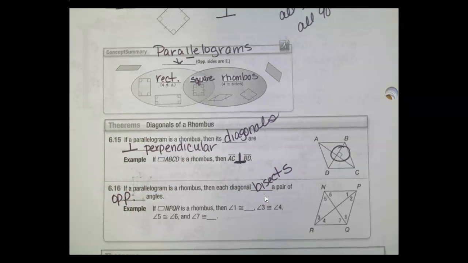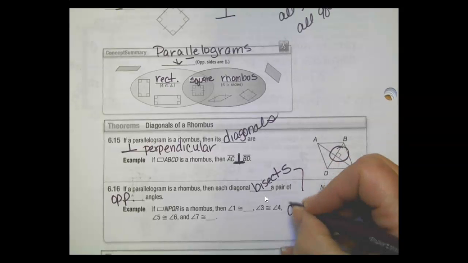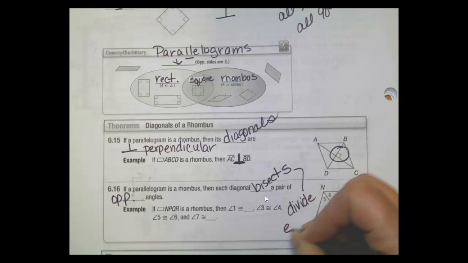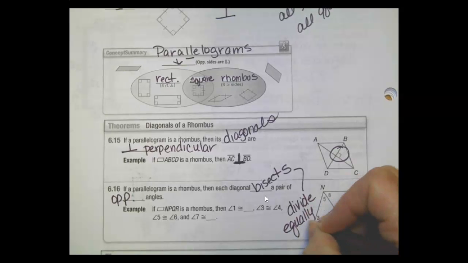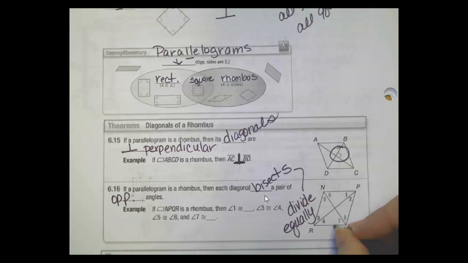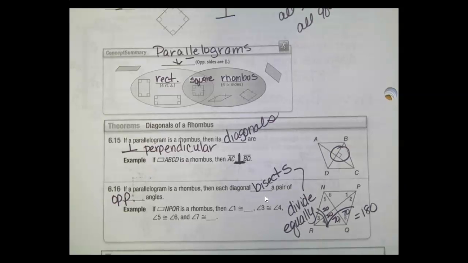Okay, this is what's weird. The word bisects means to divide equally. This is different than the rectangle. So if this one is 70, then this one would be 70, so that would make this 140. In a rhombus, this and this equals 180. So this 3 and 4 would be 40, and then each of these would be 20. Does that make sense? I hope that makes sense. You kind of have to look for those things.